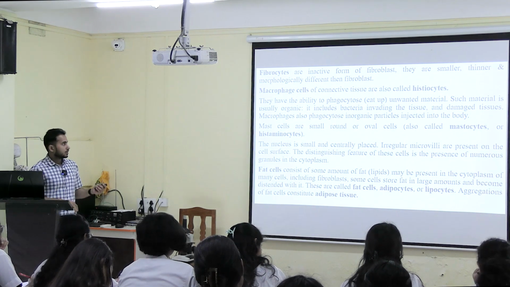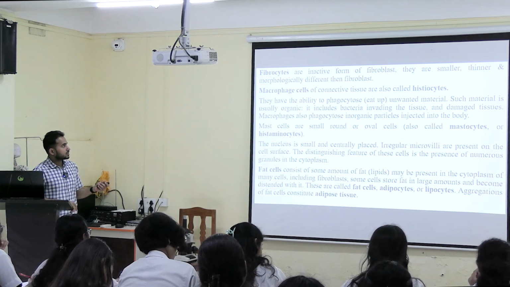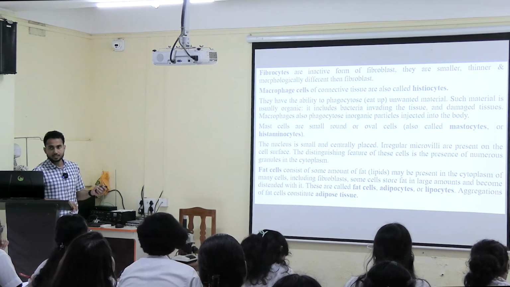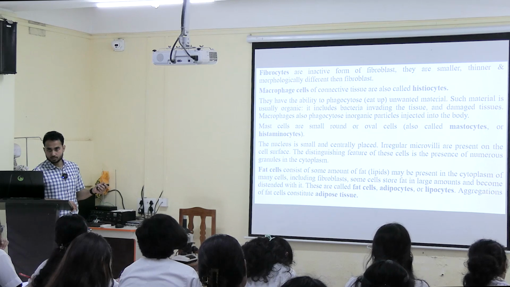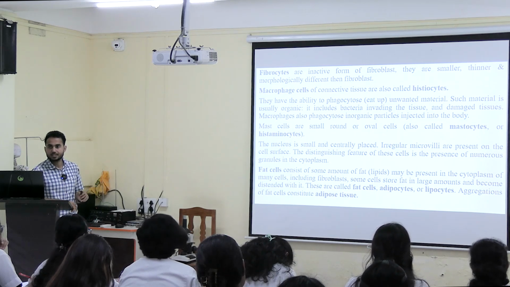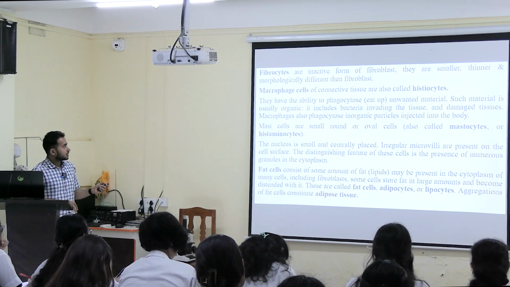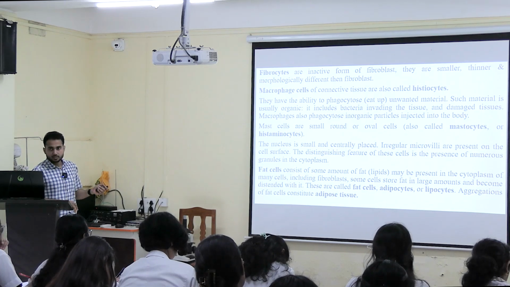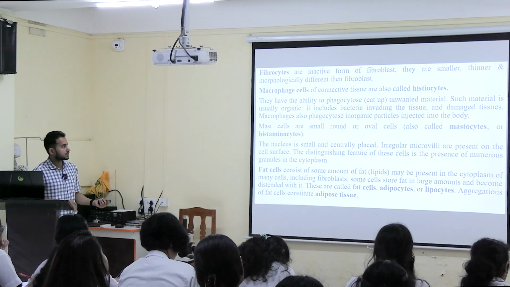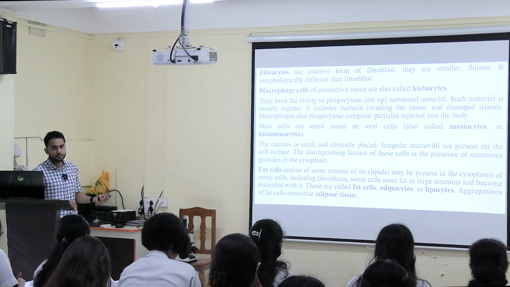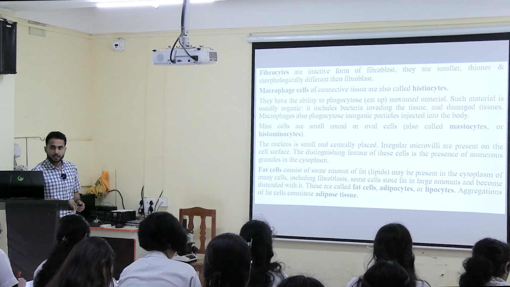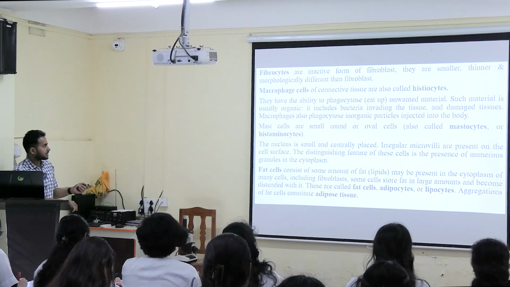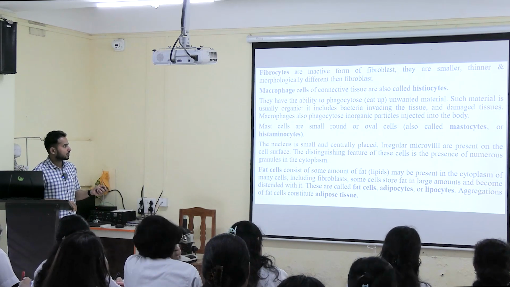Next, macrophages are there. You already know the function of the macrophages. The other name of macrophages is histiocytes. Now you know the function, that is phagocytosis. They will eat up the debris or the part of the bacteria which is invading the connective tissue. Next, mast cells are there, which are round or oval in shape.